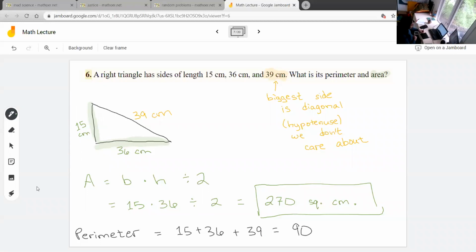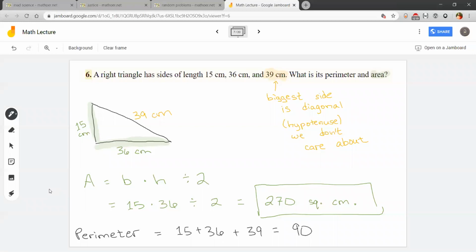Okay, I need to label my 90. What unit will I use? What flavor of unit? Is it centimeters? It is.